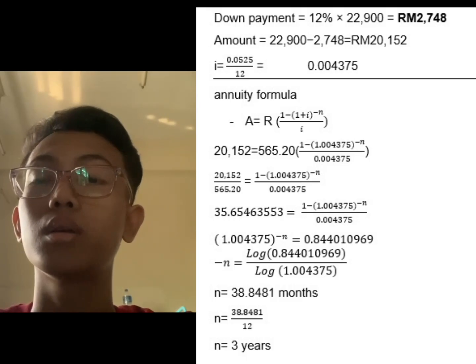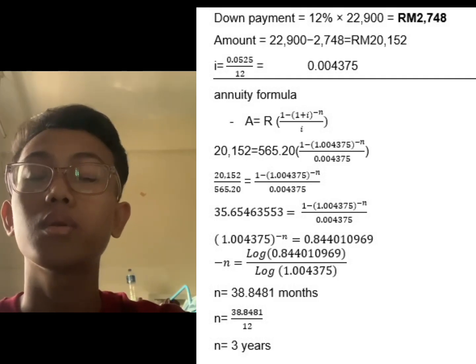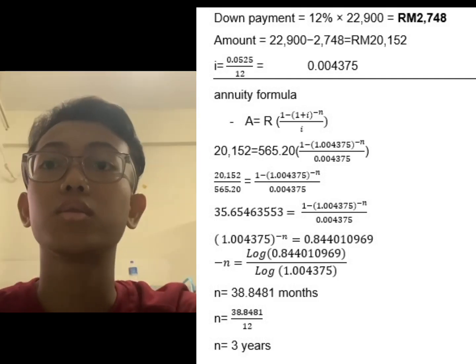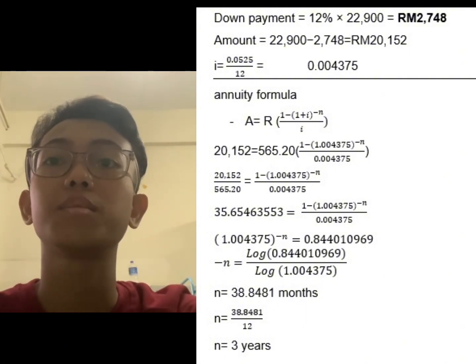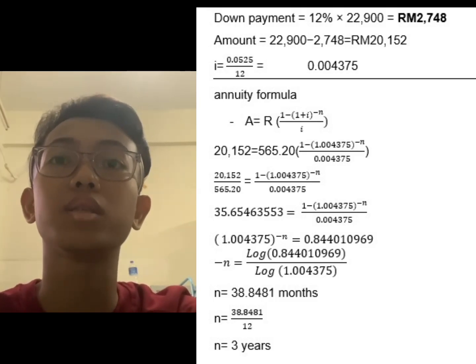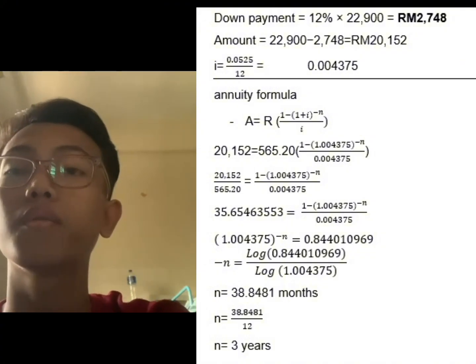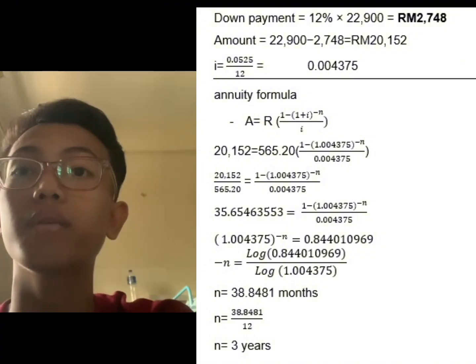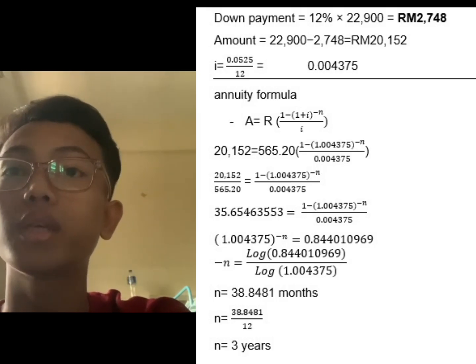Next, the monthly interest rate will be 0.0525 divided by 12, which is equal to 0.004375. So using the annuity formula, A is equal to R times (1 minus (1 + i) to the power of negative n) divided by i. So A is 20,152 equal to R, 565.20, times (1 minus 1.004375 to the power of negative n) divided by 0.004375. A divided by R: 20,152 divided by 565.20 is equal to 35.6546355.